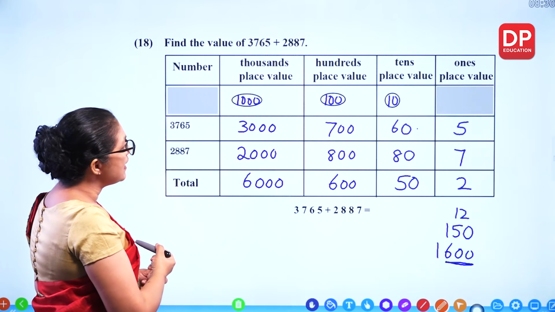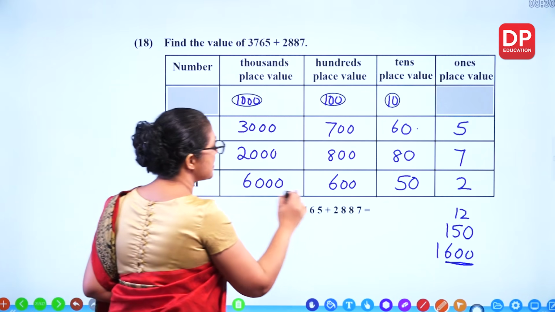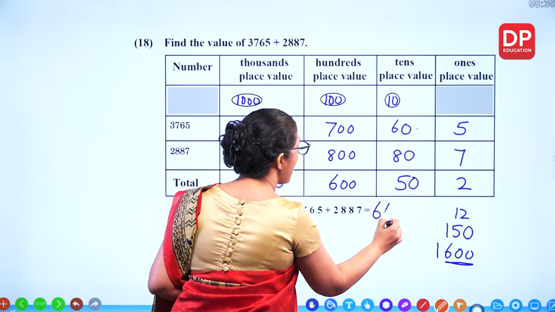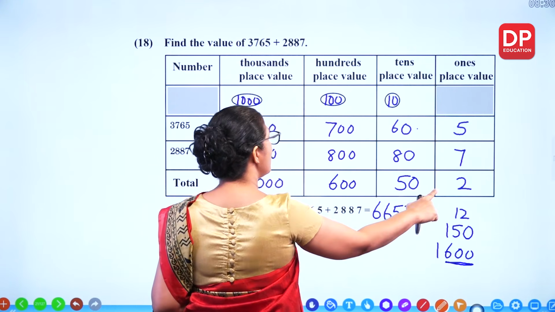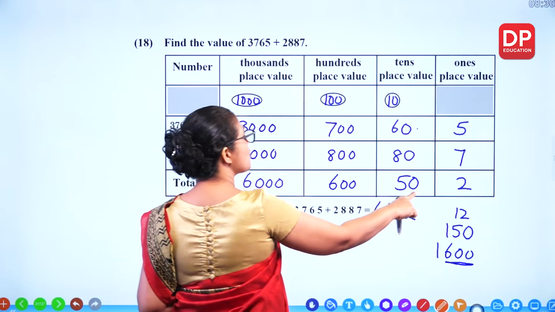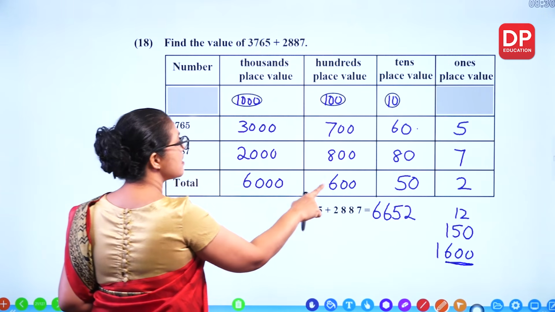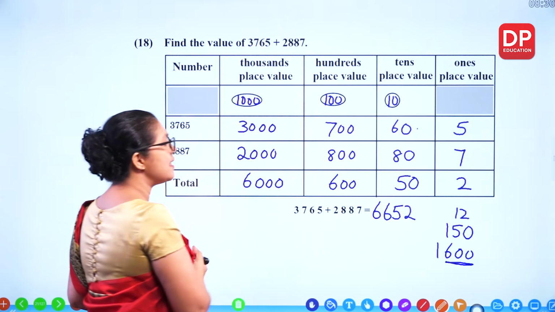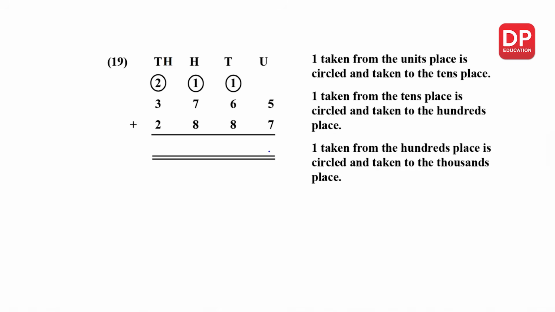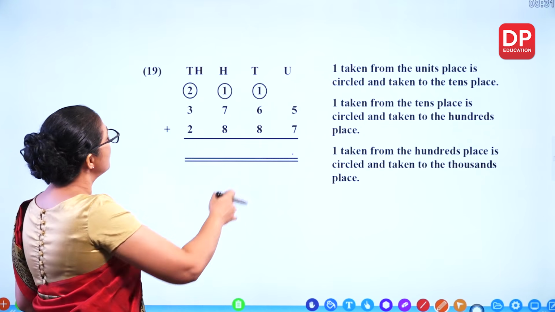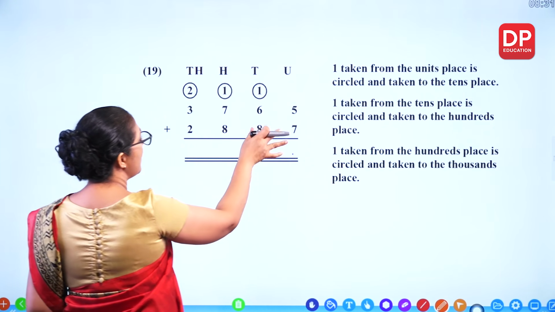So what's the final answer? 6652. When you look at the last row, you can say 6652 is the final answer. Now, similarly, you can do the same question this way.